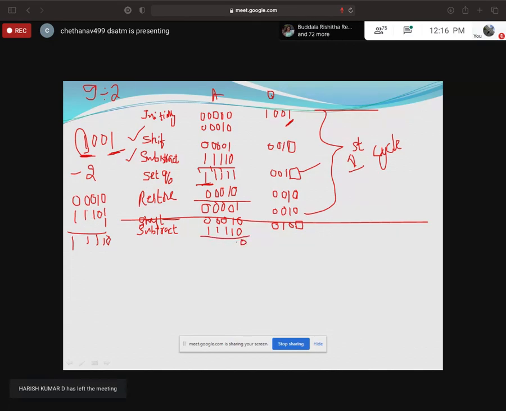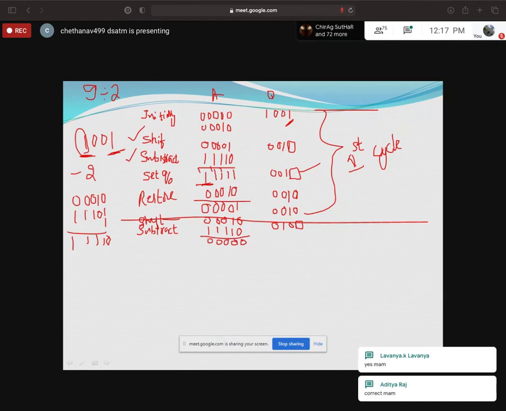0, 1 plus 1, 0. Carry 1. So 0, 0, 0. All are zeros. Okay. Do you agree? Is this correct? Am I correct?